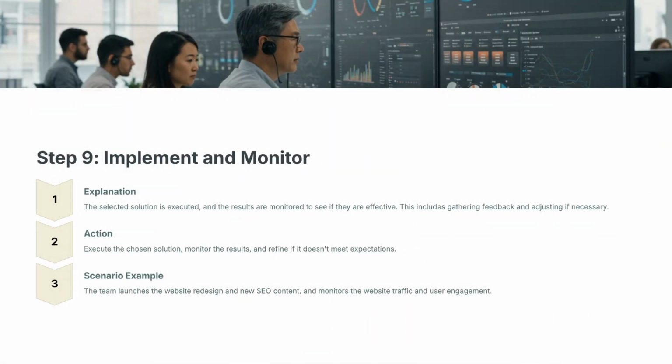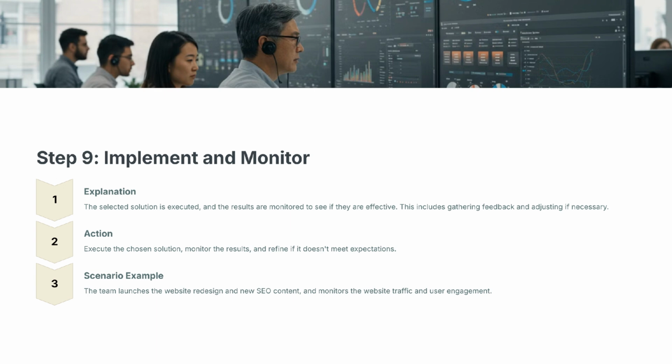With the decision made, the next step is to implement and monitor. This means executing the chosen solution and keeping a close eye on the results to ensure it's working as intended. Action involves not only launching the solution but continuously tracking its effectiveness. It's important to gather feedback and be ready to make adjustments if the results don't meet expectations.